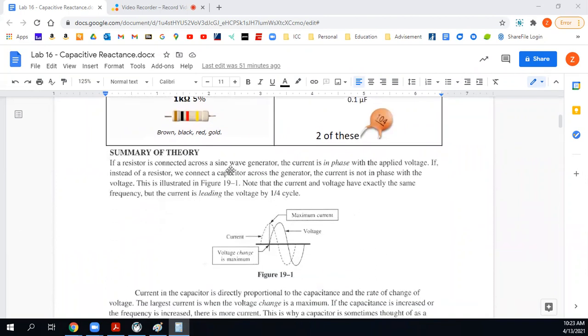If a resistor is connected across a sine wave generator, the current is in phase with the applied voltage. If instead of a resistor, we connect a capacitor across the generator, the current is not in phase with the voltage. This is illustrated in figure 19-1. Note that the current and voltage have exactly the same frequency, but the current is leading the voltage by a quarter cycle.